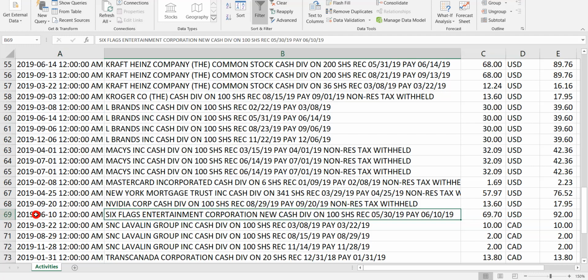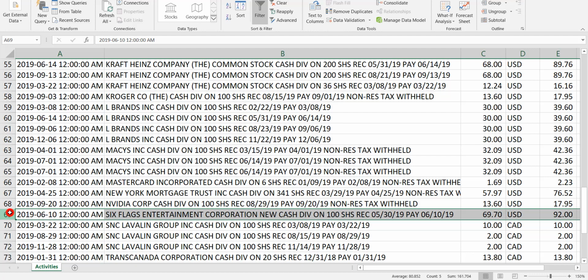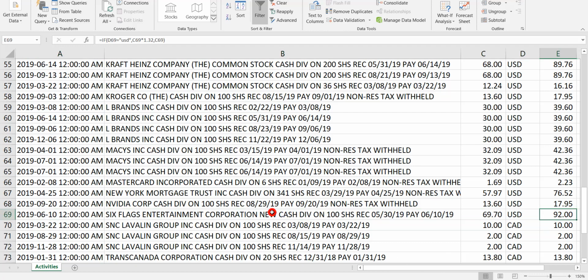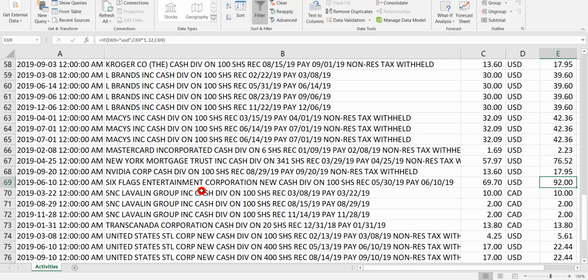I remember I bought it at 54, so it's a good thing I actually got out of this trade, because I'd be pretty disappointed if I still owned Six Flags shares. The stock at some point reached 37, 38. But yeah, I got $92 in dividends out of it. SNC was a covered call trade as well, collected $14 in dividends.